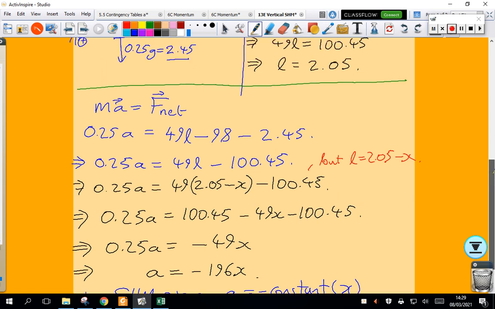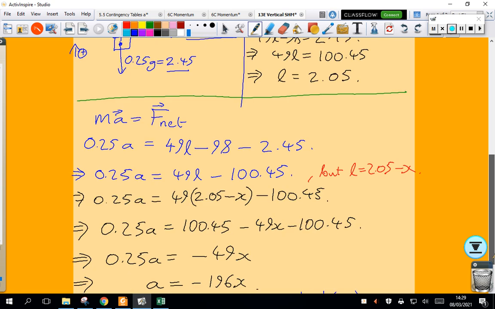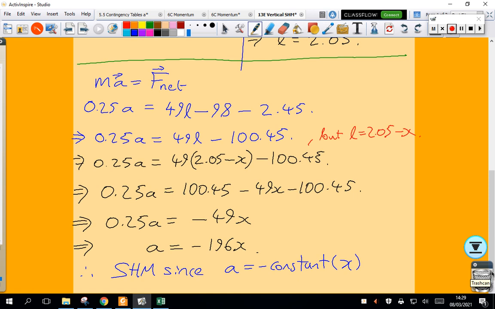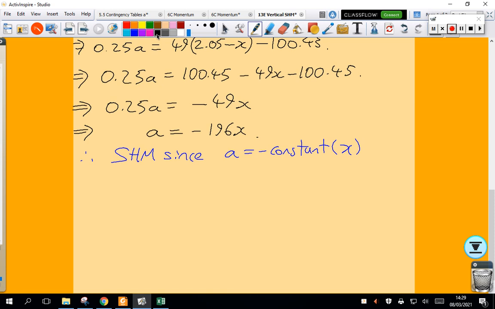Let me remind myself of the question. The question all the way back says find the period, find the frequency, and the first two times the object will be at 2.08 below the ceiling. So, what about the period? Well, we know the period is always 2 pi divided by omega. And we know that if it's moving with simple harmonic motion, then A is negative omega squared times x. So we can see omega squared has to be 196.